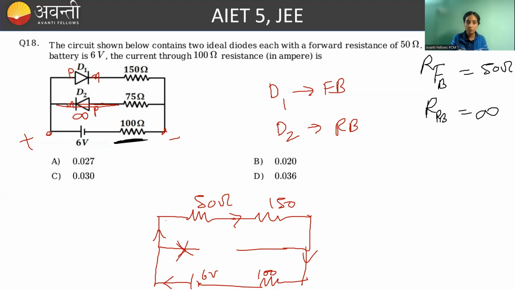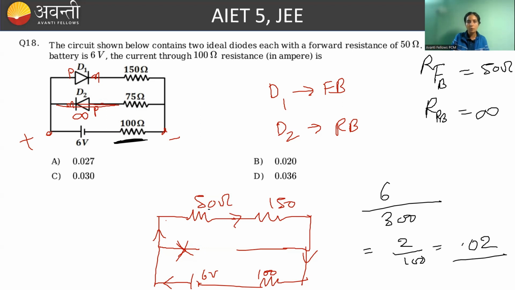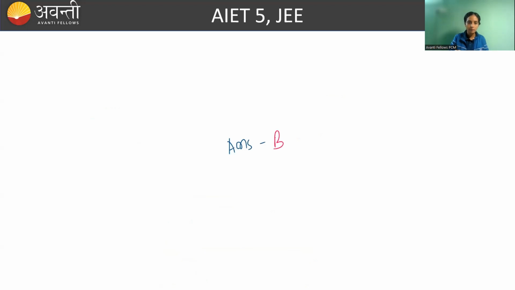This is an open arm, not a circuit. So how much current will you get in the circuit now? Total voltage is 6 volt, total resistance is 50 plus 150, 200 plus 100, 300, and that is equal to how much? 2 by 100, that is equal to 0.02 ampere. Okay, so what will be your correct answer? It will be B. I hope again it is clear.